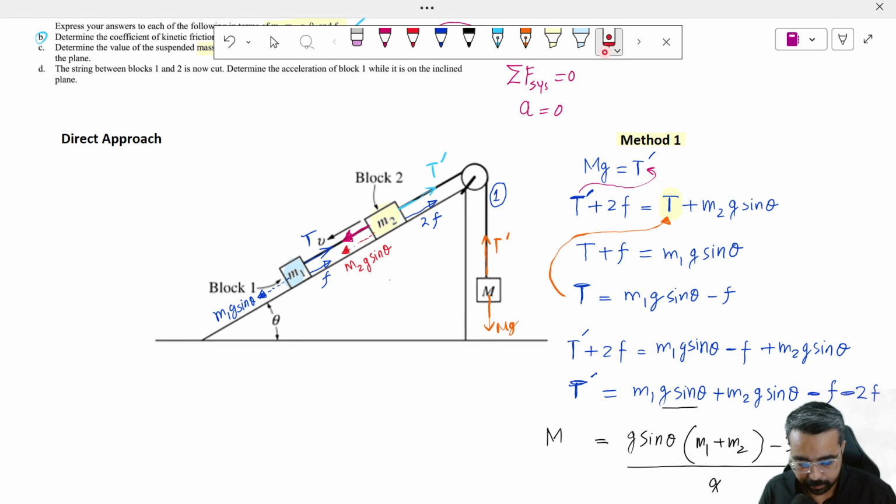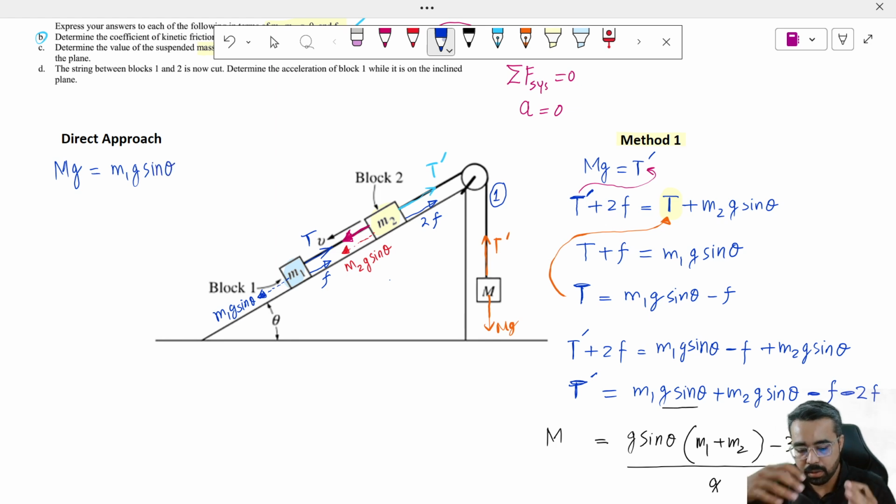So what will you get then? You will see the m1g sine theta, and we know that the whole system is moving with a constant velocity. So the forces which are opposing each other: on one side we have mg, the weight of the block, and this weight is countered by how many forces? It is countered by m1g sine theta, because m1g sine theta is trying to move the system down the incline, and this m is trying to move the system up the incline.